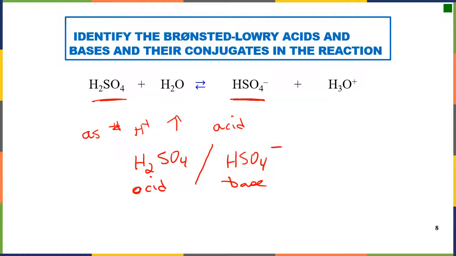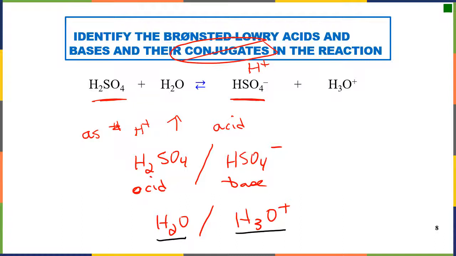If we look at H2O, H2O as a conjugate, that is H3O plus. Now please note that our conjugates are related by an H plus. The only difference in our acid-base conjugate pairs is an H plus. So if I look at H2O and H3O plus, the one with the more H pluses is the acid, so H3O plus is the acid and H2O is its conjugate base, or water is the base and H3O plus is the conjugate acid.